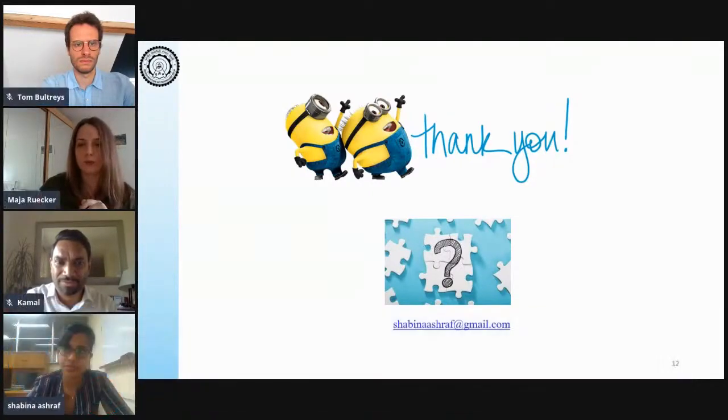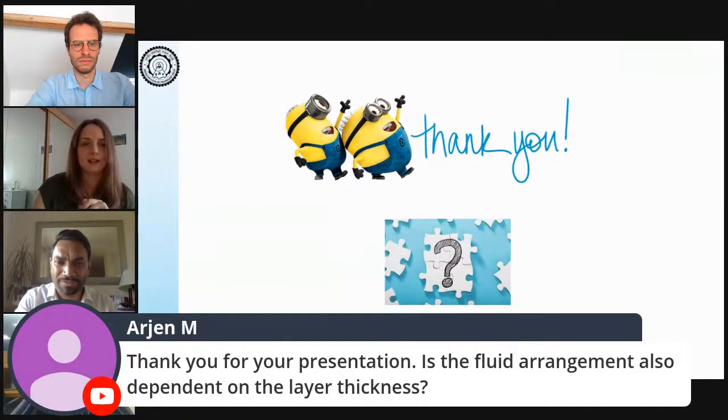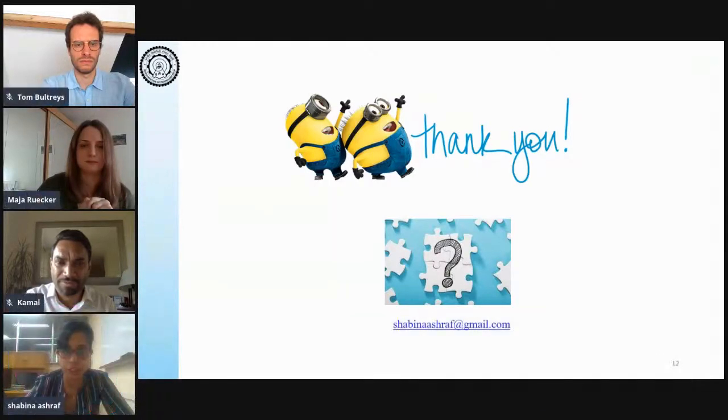Another question from Ariane: Is the fluid arrangement also dependent on the layer thickness? If by fluid arrangement you mean the fluid front location, then it depends on layer thickness. But in all these experiments, we have considered the same thickness because the manual packing was really tough. But yes, layer thickness makes a difference. The fluid fronts have not changed much until five-layered systems. However, for multi-layered systems, I have not investigated it, and that's a wonderful part to investigate. Yeah, thank you.